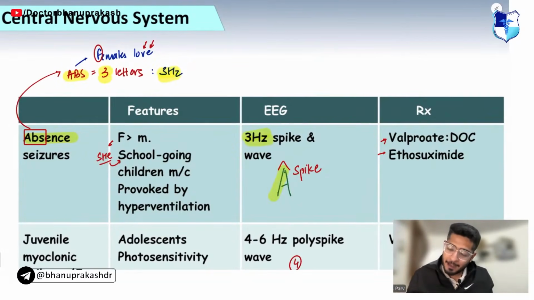And you can see absence is written like this. A is just like spike, so it has a spike and wave pattern. Remember this: females are more commonly affected than males.